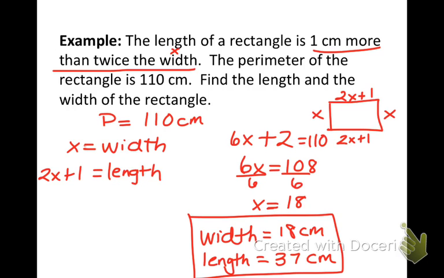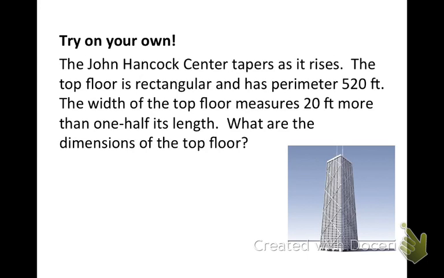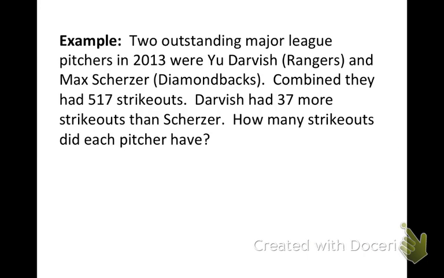Are you ready? All right, we won't do that one. 2 outstanding Major League pitchers in 2013 were Yu Darvish, who played for the Rangers, and Max Scherzer, who played for the Diamondbacks. Combined, they had 517 strikeouts. Darvish had 37 more strikeouts than Scherzer. How many strikeouts did each pitcher have? I don't even know if I'm saying that name right. Does anybody know? I don't watch baseball. Kind of boring. Sorry if you play.